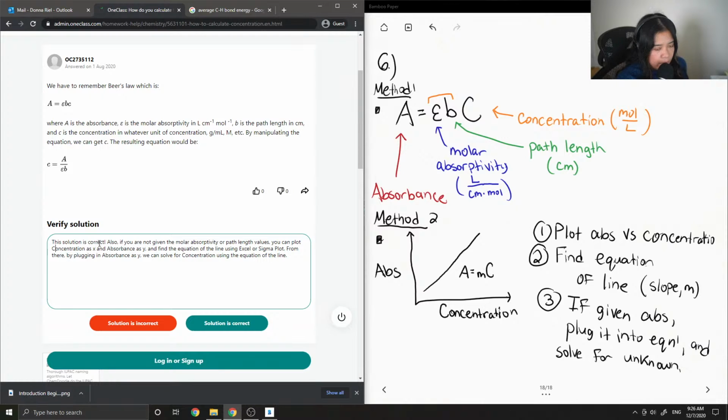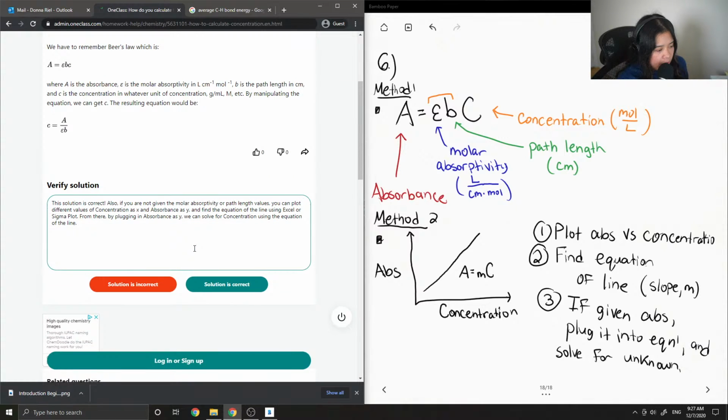Also, if you're not given molar absorptivity or path length values, you can plot concentration as X and absorbance as Y. It depends on what the question gives you. They might give you like 3 or 4 different values. You can plot different values of concentration as X and absorbance as Y, find the equation of the line using Excel or Sigma plot, and then from there, by plugging in absorbance as Y, we can solve for the concentration using the equation of the line.